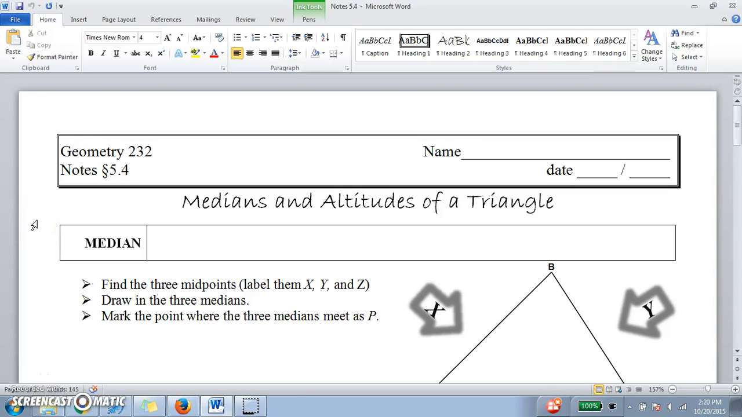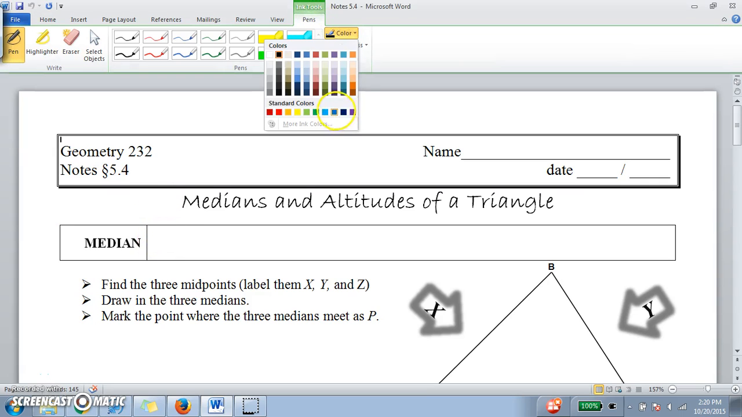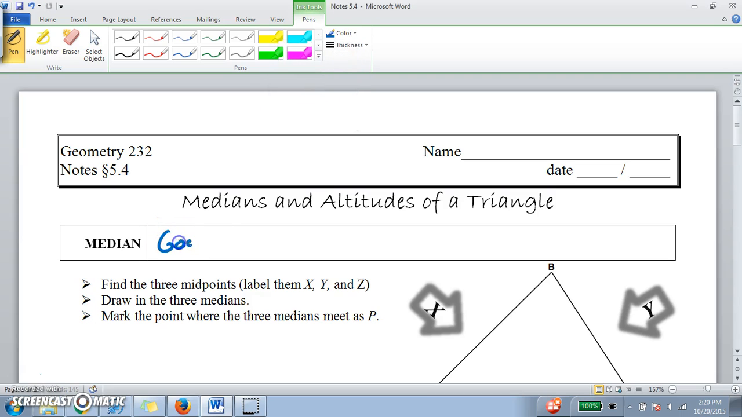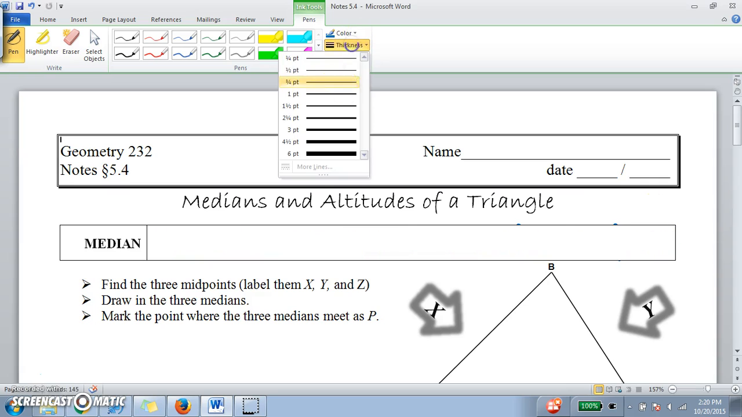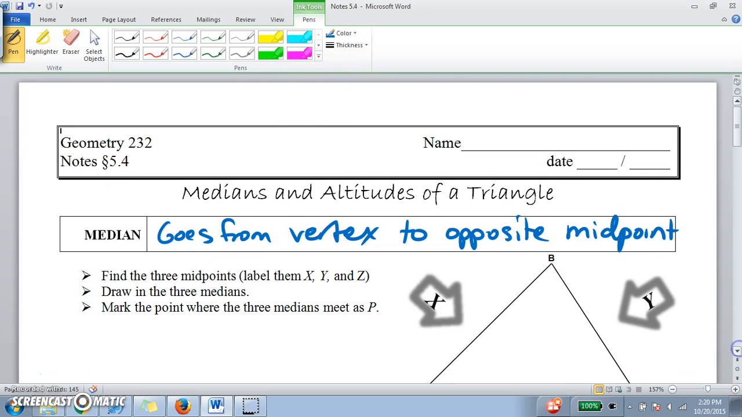This is Geometry, section 5.4, medians and altitudes of a triangle. So, what is a median? A median is a line segment that goes from a vertex of a triangle. So it goes from the vertex to the opposite midpoint. Goes from the vertex to the opposite midpoint.